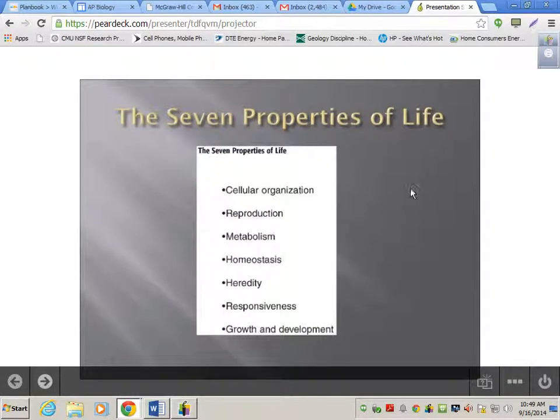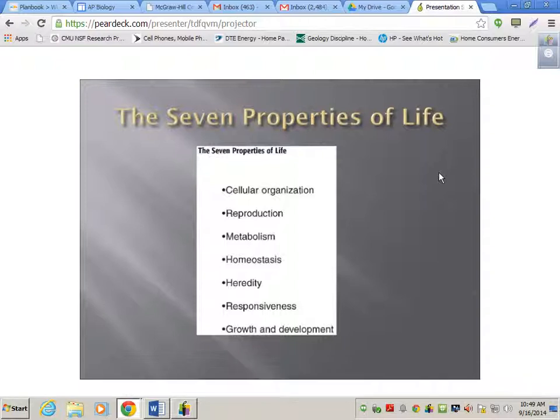Looking at the 7 properties of life, you need to memorize these. These will be on a test, I promise. So could I grow in the number of cells too? Yeah. My cells could get bigger or I could divide and make more of them. There's a couple different ways to grow there.